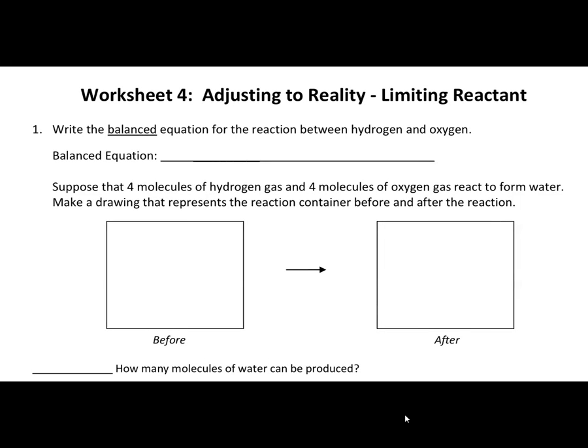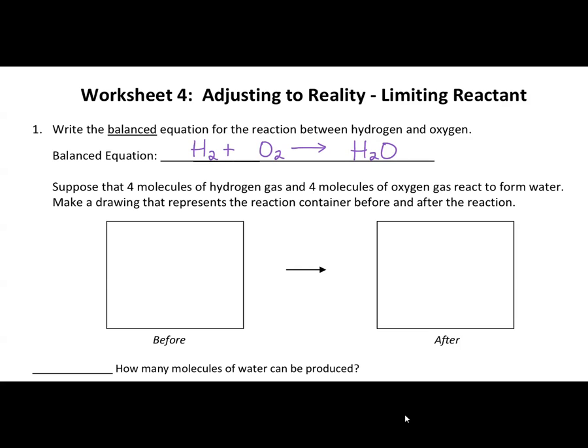We're going to write a balanced equation for the reaction of hydrogen and oxygen, both of which are diatomic. H2 plus O2. What do you think we're going to get when we have hydrogen and oxygen? H2O, you got it. Okay, not balanced yet. Let's do it.